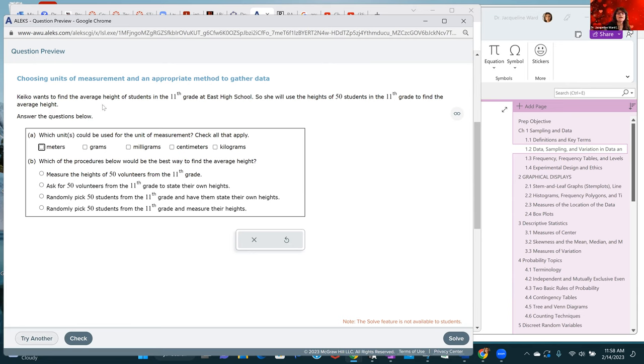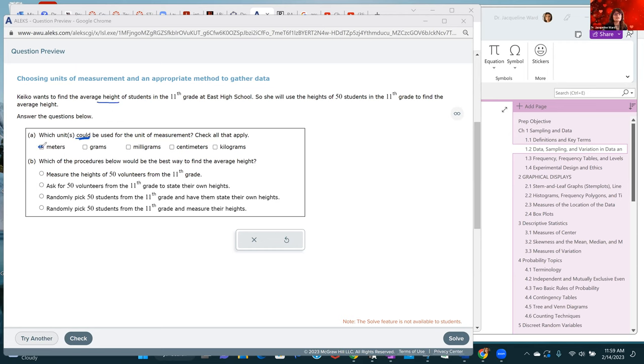All right, Kiko wants to find the average height of students in the 11th grade. She's going to use the heights of 50 students to find the average height. How should she collect those and what units should she use? So which units could be used? Okay, so we're not looking for best, but what's possible to measure height.